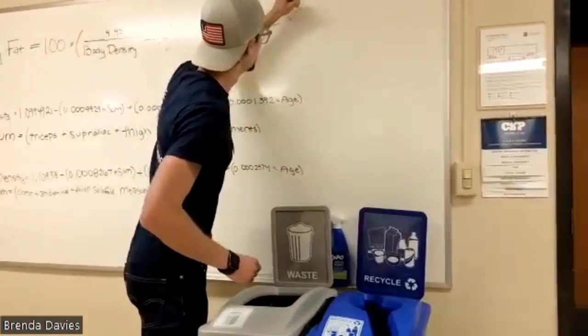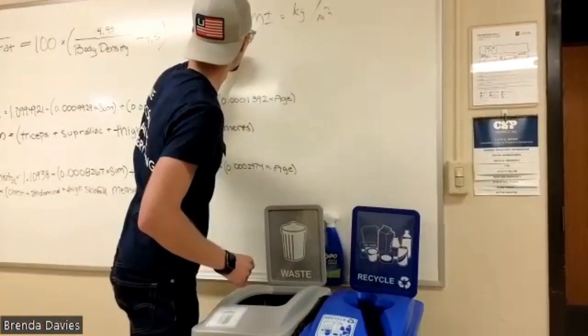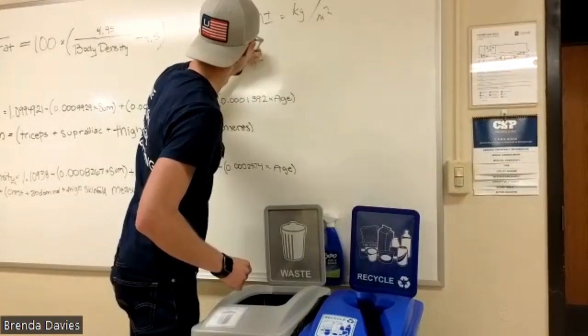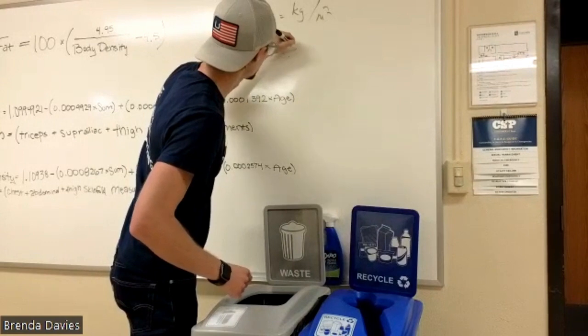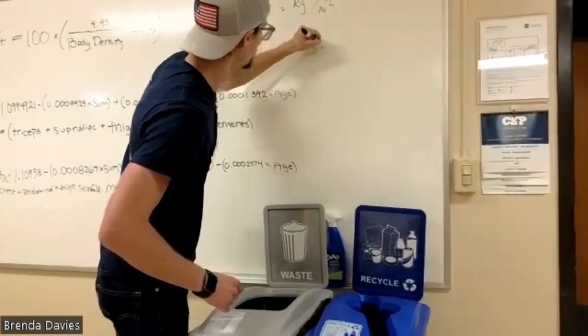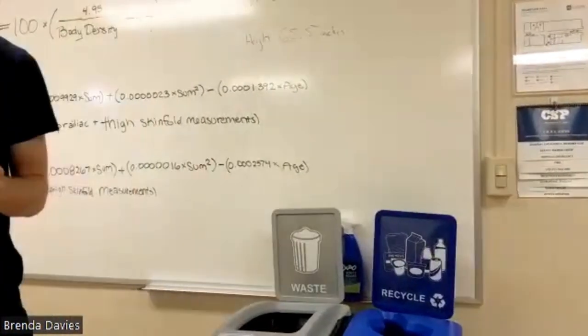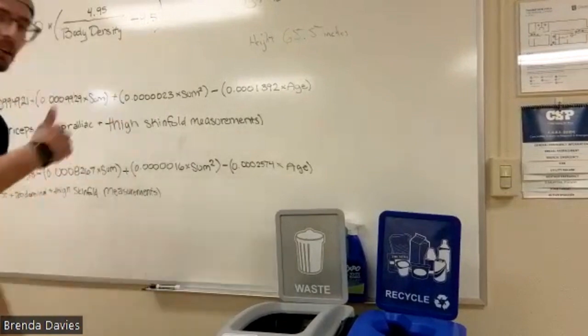BMI is going to be kilograms over meter squared. Let's make sure that I write up here 65. I'm going to need this information for later. We're also going to get your weight in the Bod Pod too. So that's the main one that I care about.